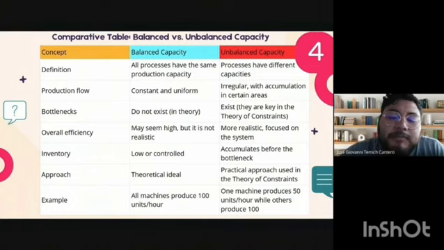A bottleneck is the process with the lowest capacity, and it limits the system's performance. While balanced capacity is more theoretical, unbalanced capacity is more realistic and is the basis of the theory of constraints.